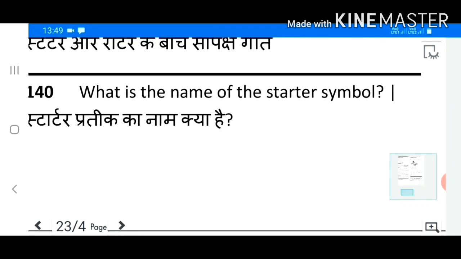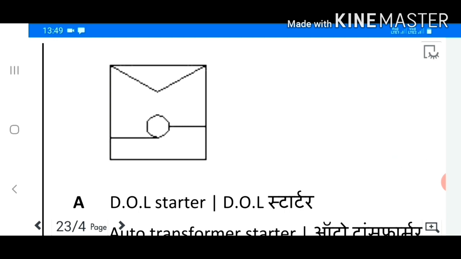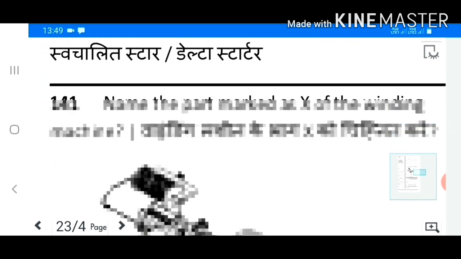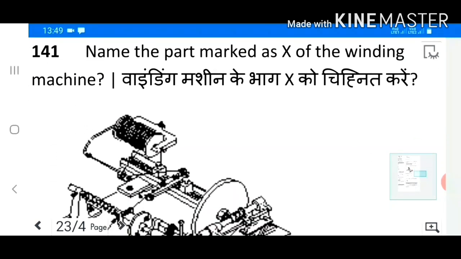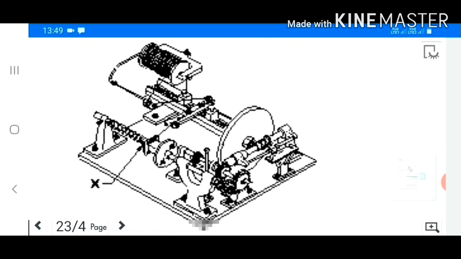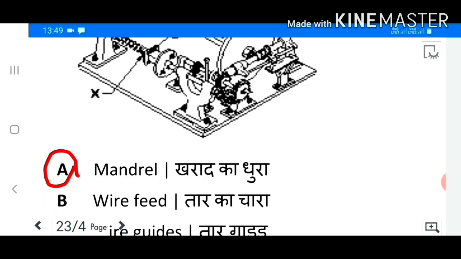140. What is the name of the starter symbol? Answer B. Auto transformer starter. 141. Name the part marked as X of the winding machine. Answer A. Mandrel.